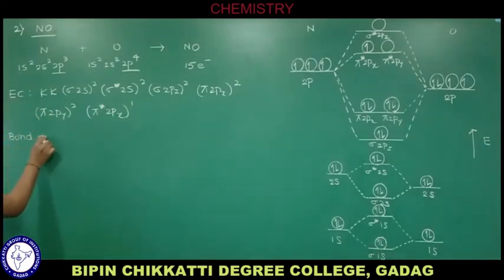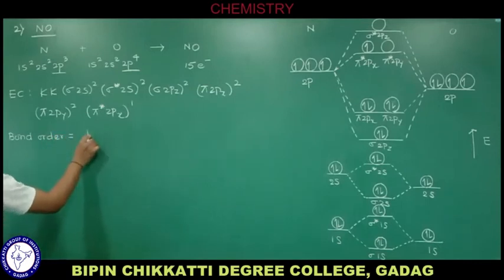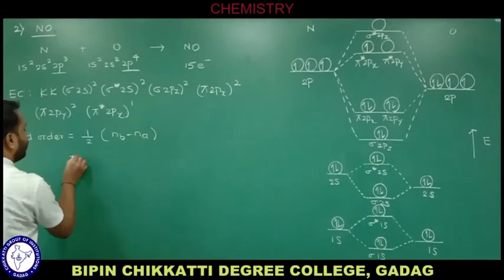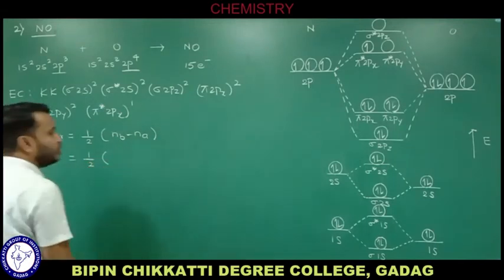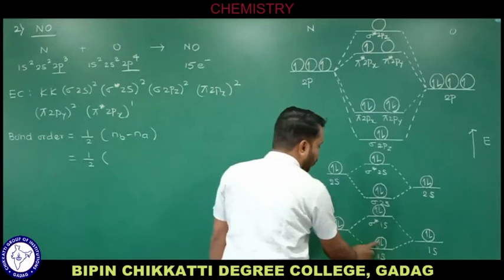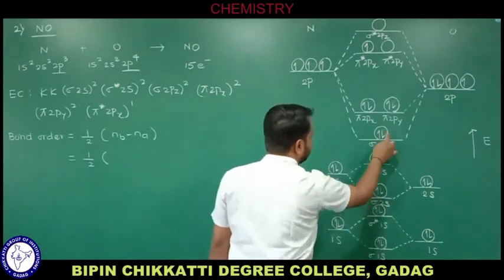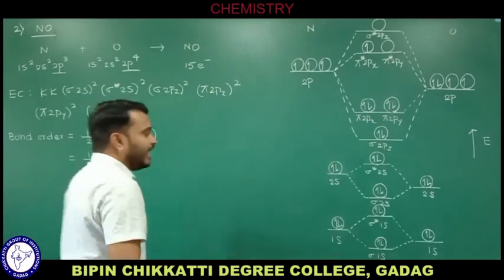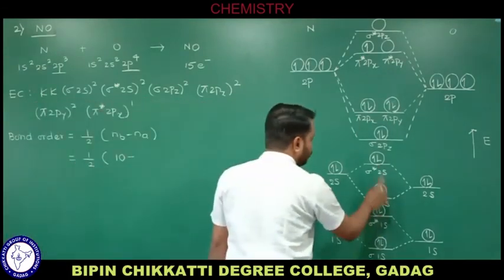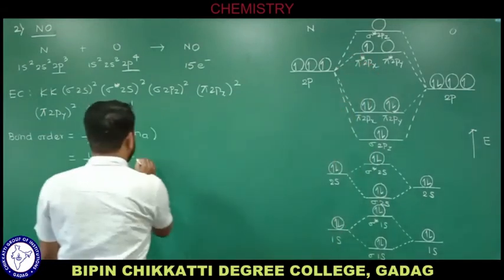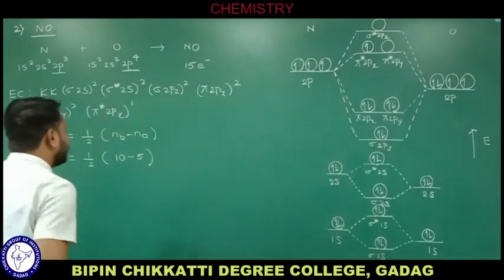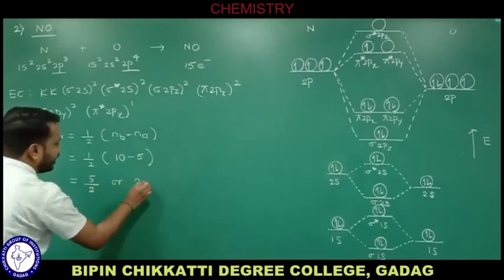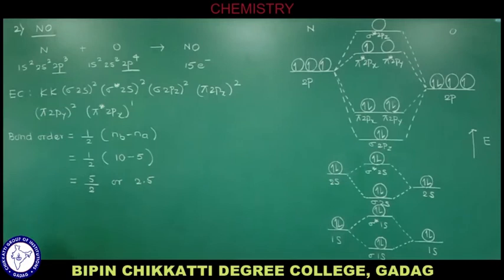Now we'll see the bond order of nitrogen monoxide. The formula is 1/2 into Nb minus Na. Now we count the number of electrons in bonding molecular orbitals: 1, 2, 3, 4, 5, 6, 7, 8, 9, 10. 10 electrons we have in bonding molecular orbitals, and in anti-bonding, 1, 2, 3, 4, 5 electrons. 10 minus 5 you get, therefore the bond order is 5/2, or you can write it as 2.5. So bond order is 2.5.